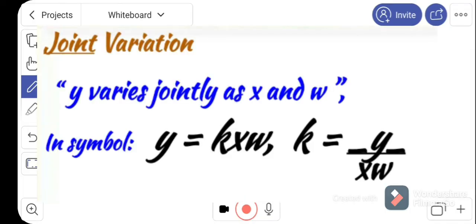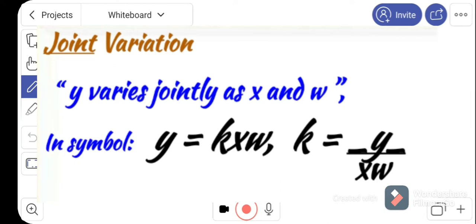Joint variation may involve more than two variables. It occurs when one quantity varies directly as the product of two or more other quantities. Okay, let us write this in a mathematical sentence. In a given statement, y varies jointly as x and w.